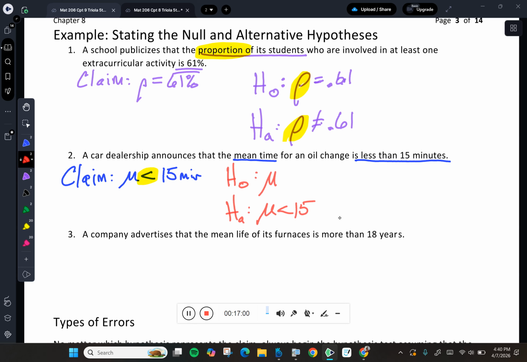Our null would then be that the mean is equal to 15 minutes, or if you prefer, the mean is greater than or equal to 15 minutes. And then we're going to go gather some data, and we're going to check the mean time that it takes for an oil change. And we're going to say, hey, does the data support the claim that it's less than 15 minutes? Or does the data not support that claim?